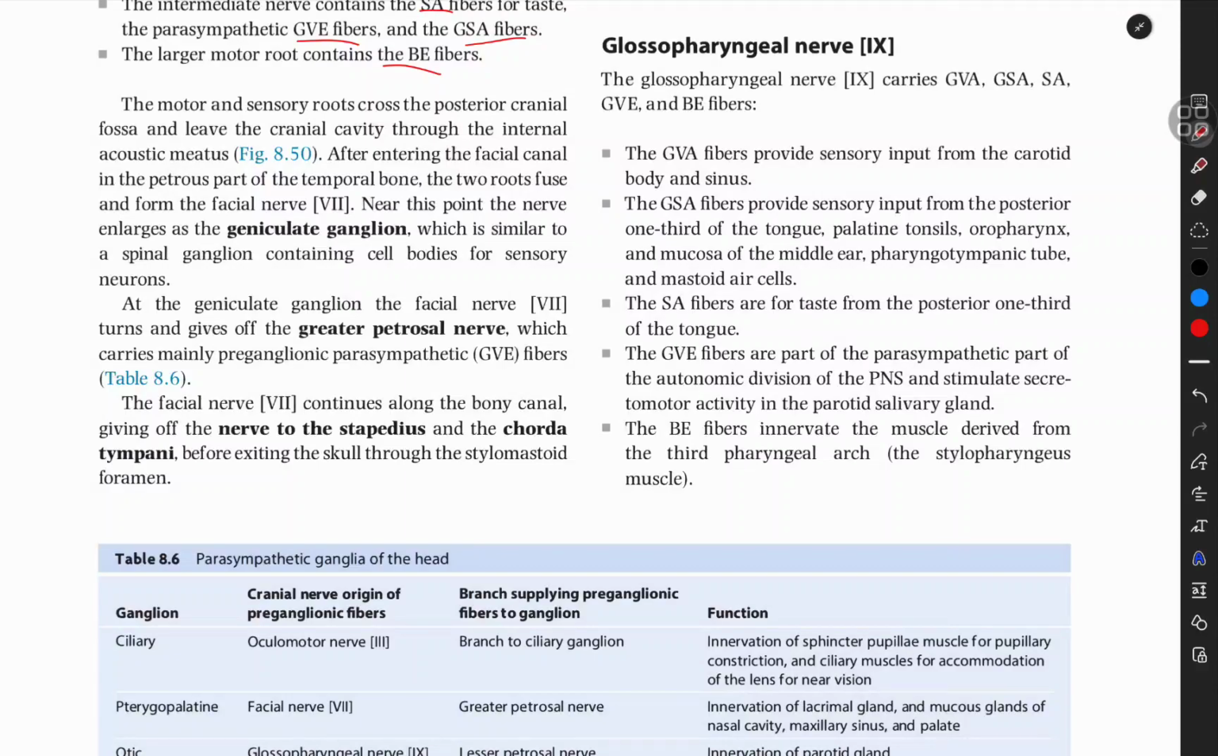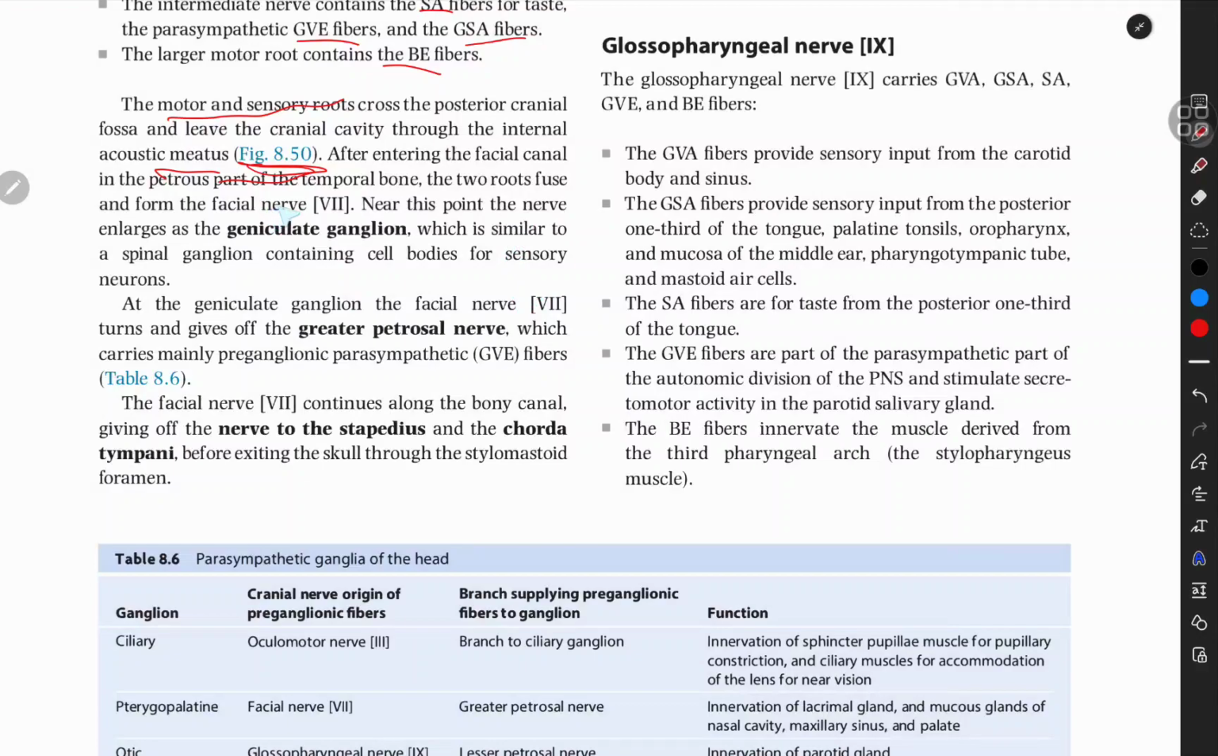Motor and sensory roots cross the posterior cranial fossa and leave the cranial cavity through the internal acoustic meatus. Makes sense because this is the facial nerve.